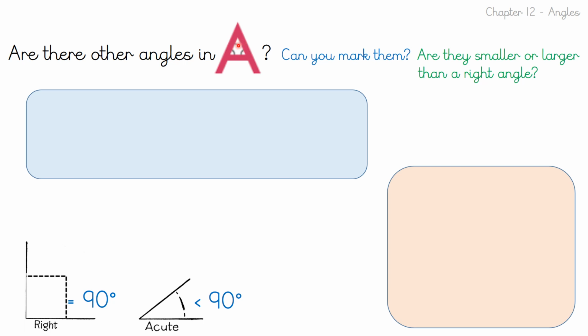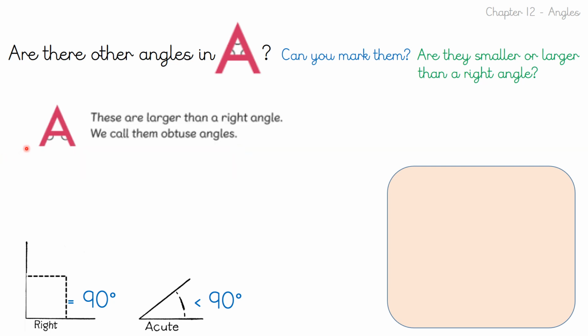What about the other 2? Are they smaller or larger than a right angle? I think these 2 angles here are larger than a right angle. And feel free, you can use your right angle tester to check if wanted. So, let's have a look. These 2 angles are larger than a right angle.